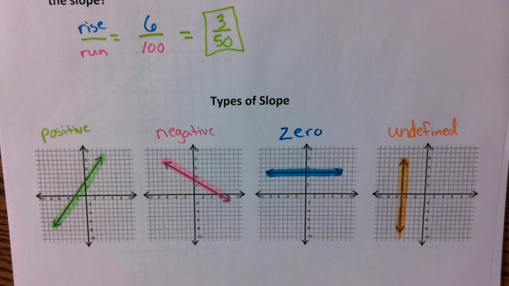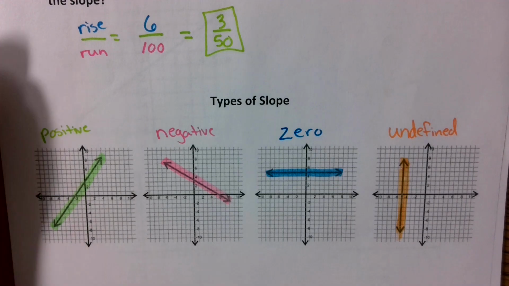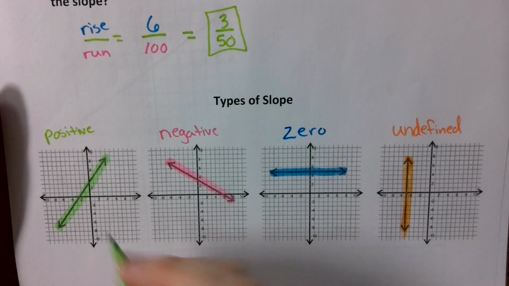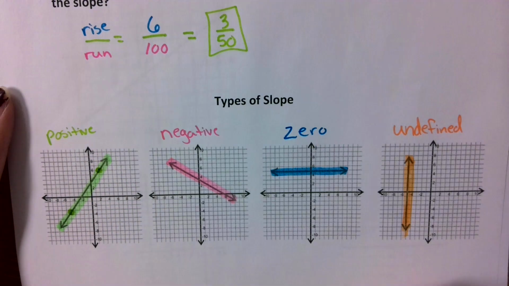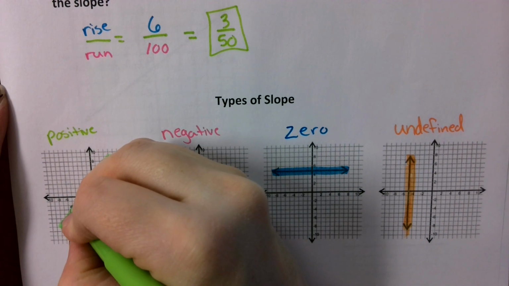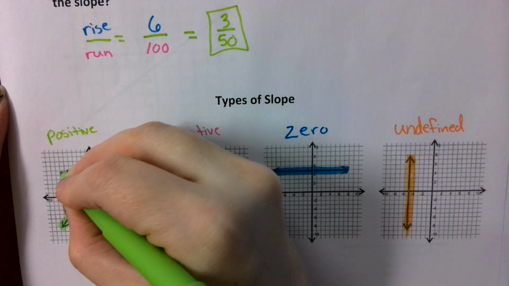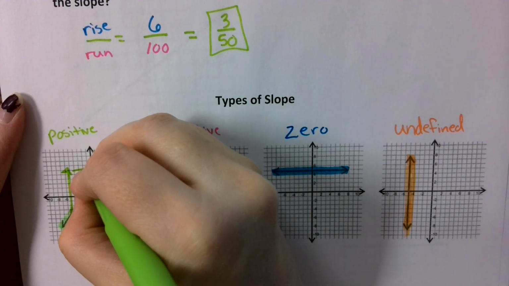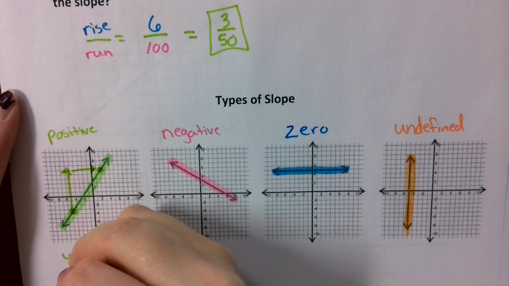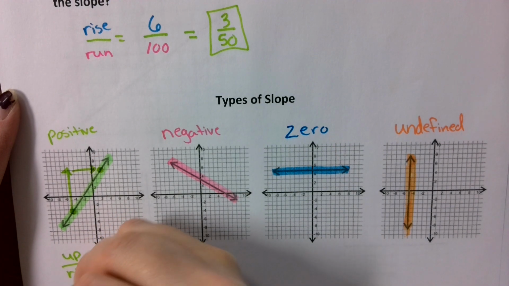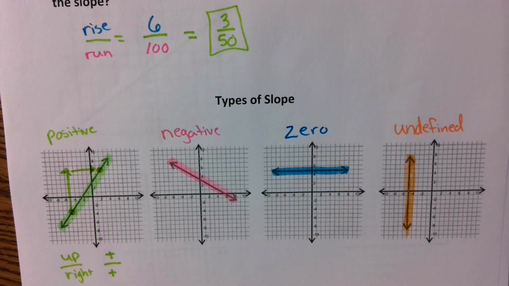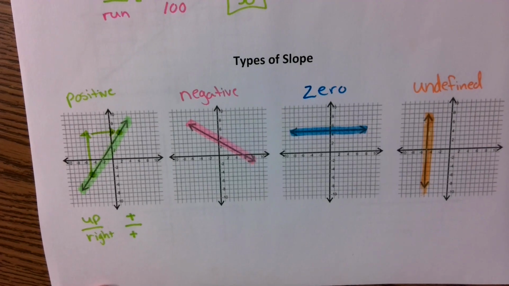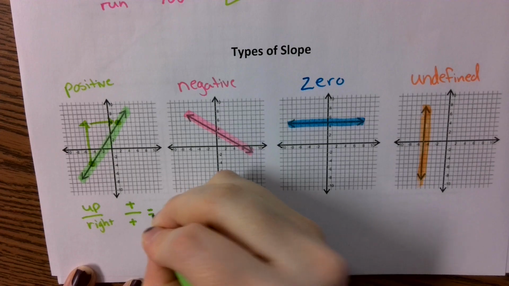Okay, and then the reason for these being labeled positives, negatives, 0, and undefined, let's go ahead and talk about those real quickly. So for positive slope, if I pick any point on here, let's say I'm picking this point to this next point, I would have to go up, and then I'd have to go to the right. Up is a positive value, right is a positive value. So when we have a positive over a positive, that gives us a positive.